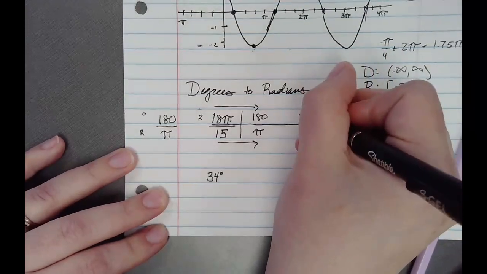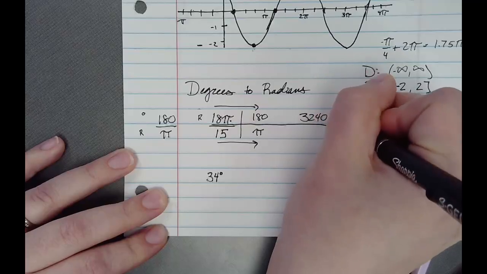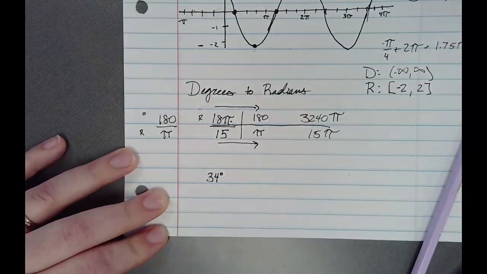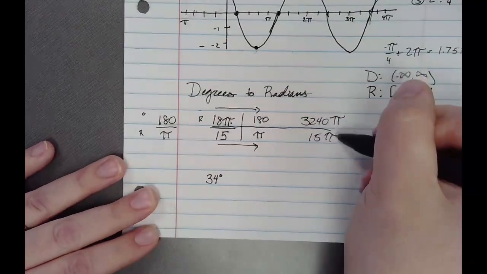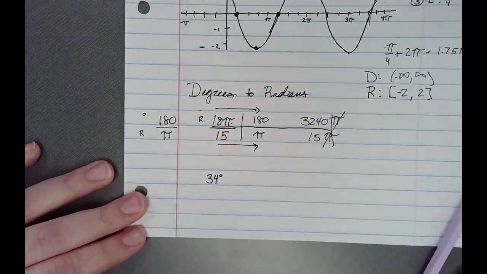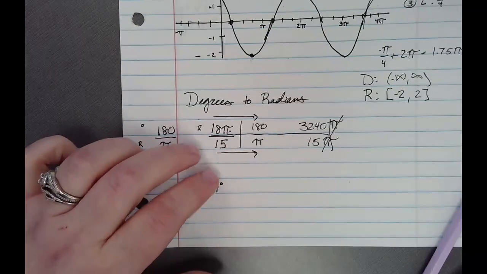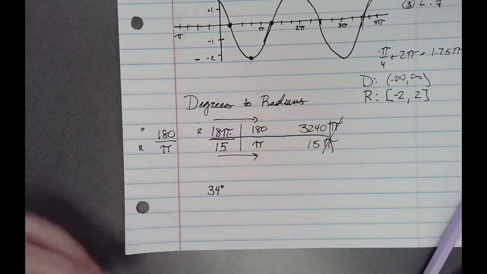So I get 3,240 pi over 15 pi. And the reason that I chose to ignore that pi is because I look here and I see that my pi's are going to cancel. When you are converting from degrees to radians and radians to degrees, or when we're specifically going from radians to degrees, the pi symbols should cancel.